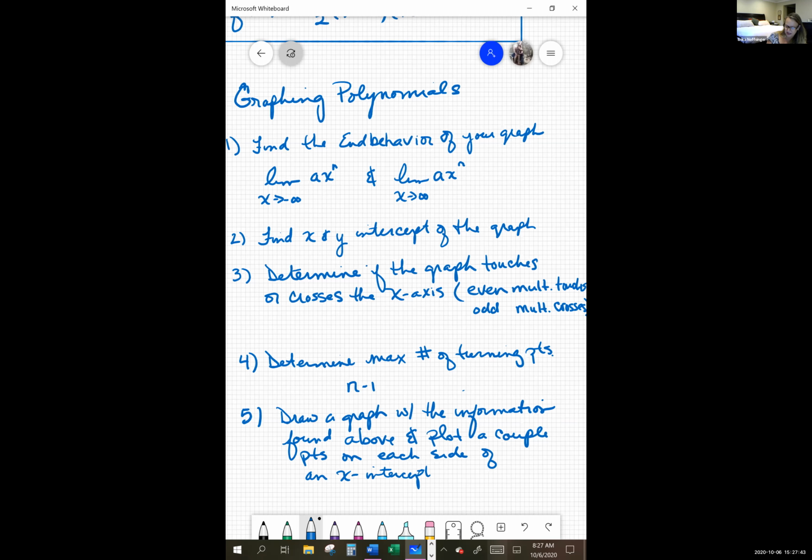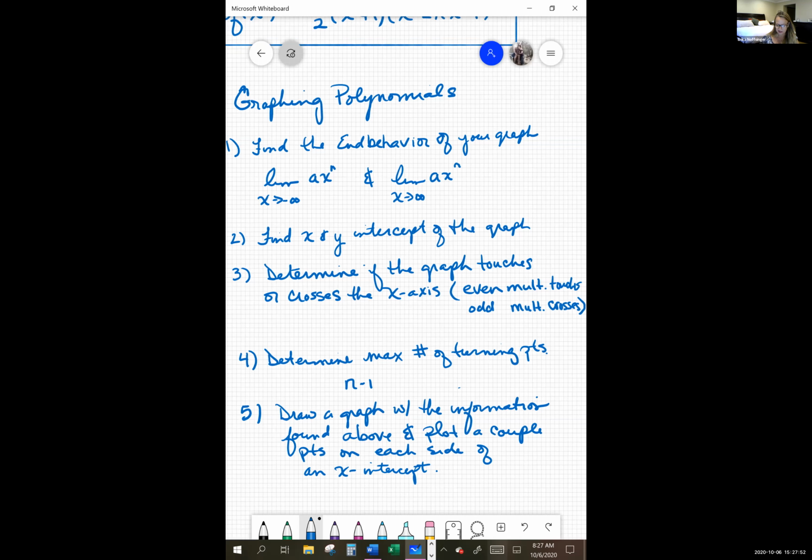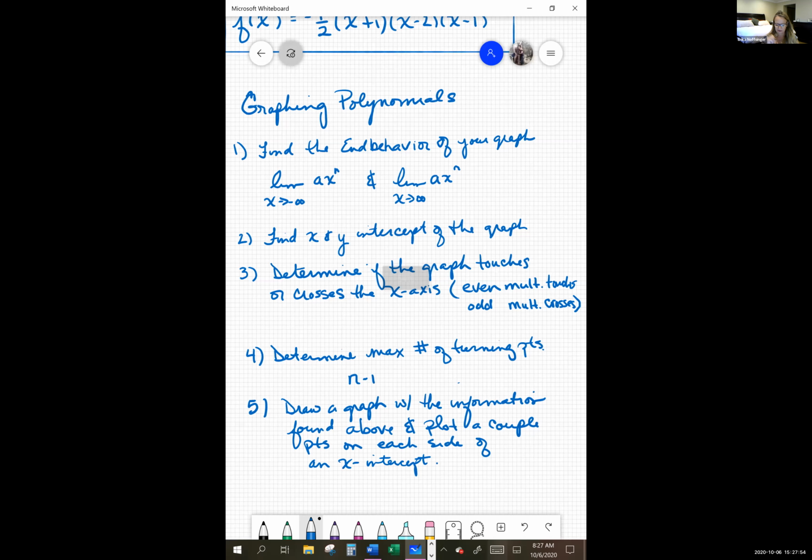Okay, so this is without using a graphing calculator. We can kind of get an idea. Is it going to shoot really high by plugging in a number, or is it just not going to go very high?